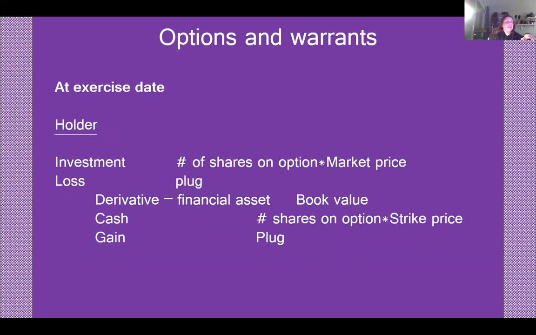And at the exercise date, when the holder decides, okay, I am actually going to get the shares, they're going to record an investment account for the number of shares on the option times the market price. So that's the only time you're using the market price for the holder. Then you're going to plug either a loss or a gain. They're going to credit their financial asset book value, and they're going to pay cash to the writer, the number of shares on the option times the strike price.